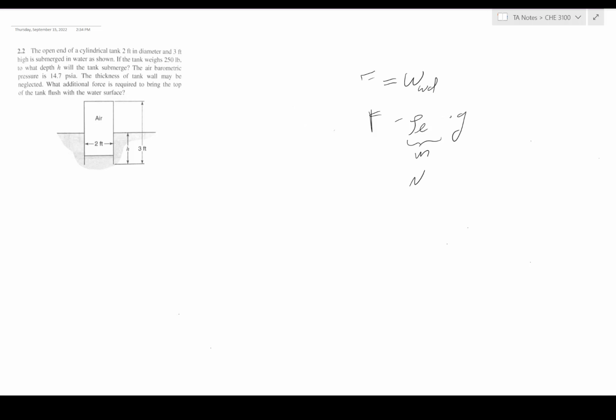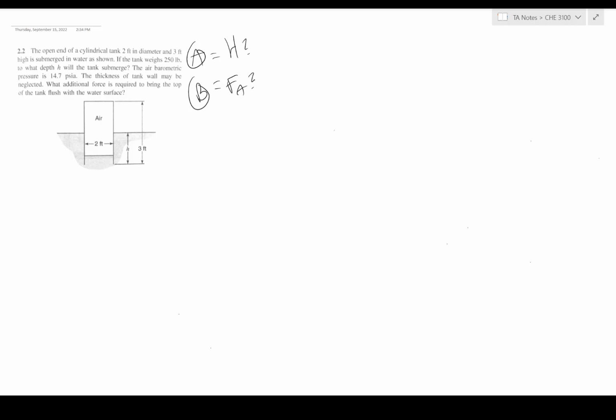So let's get into this problem that we discussed in class. The problem is broken up into two parts. Part A is asking you to figure out what is H, at what height or what depth is the tank going to be submerged if it's just under equilibrium conditions. And part B is what force applied needs to be added such that the top of the surface or the complete tank is submerged. So let's go about doing that.